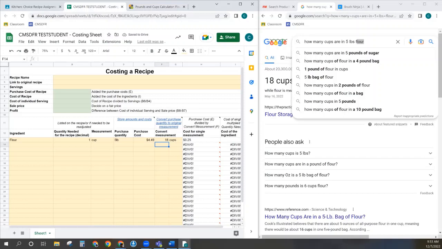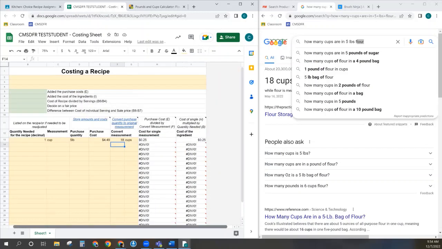One more time, I'm doing my recipe in cups, so my conversion measurement should also be in cups. The reason why that's important is off to the right-hand side, we're trying to find out what the cost is for 1 cup of flour. In this case, it's 25 cents. And if I had a different amount of flour, like 2 cups of flour, then the cost of the ingredient for the recipe would be adjusted off to the side over here.